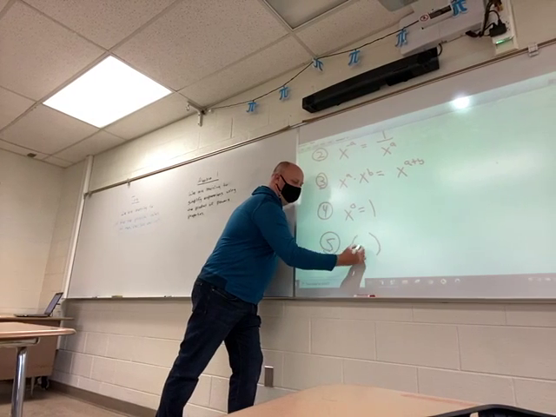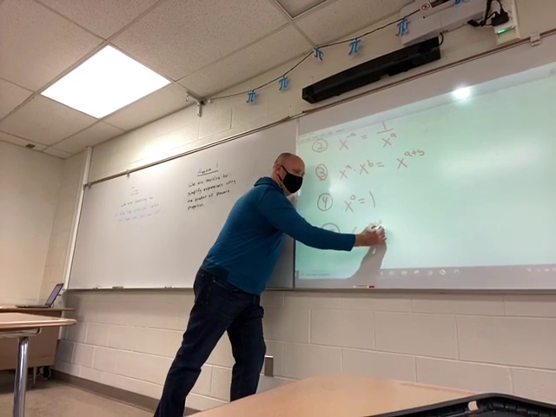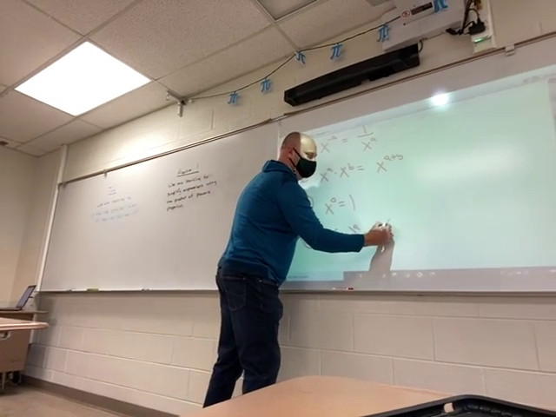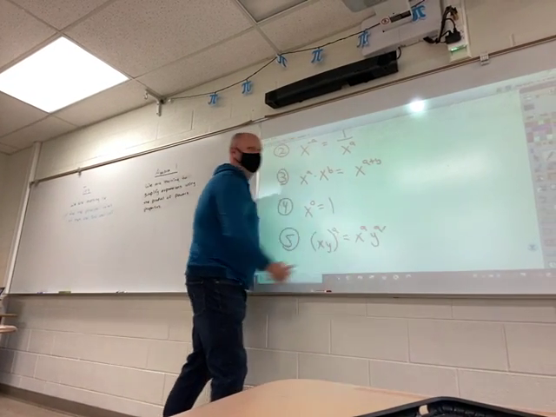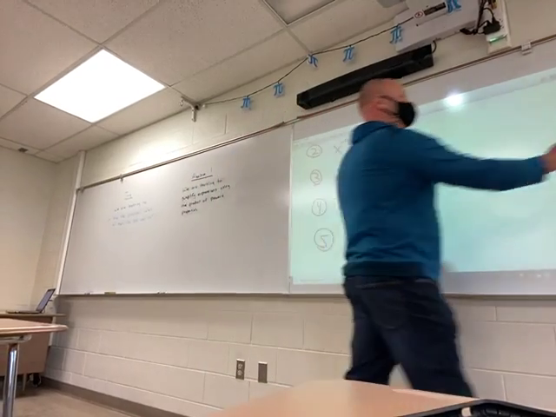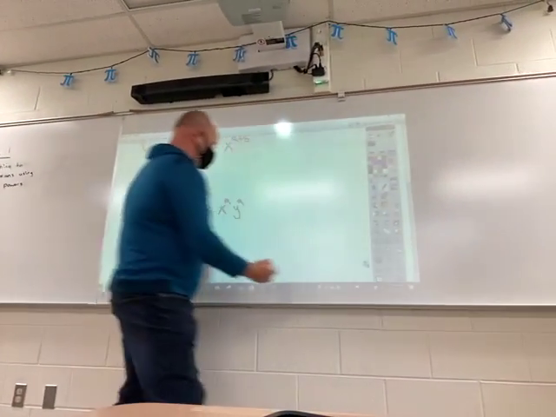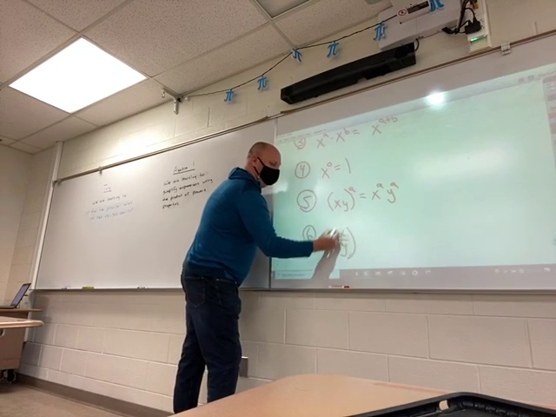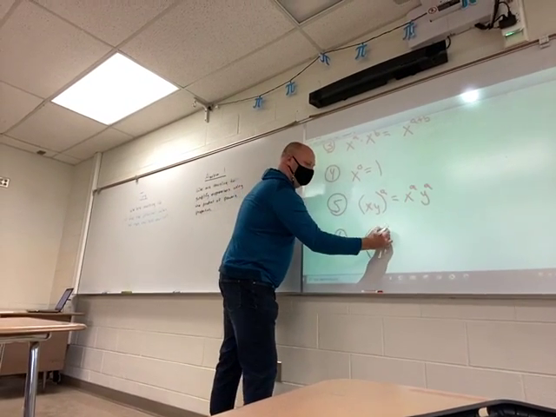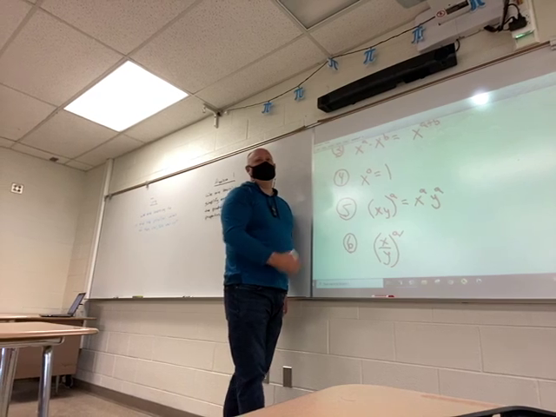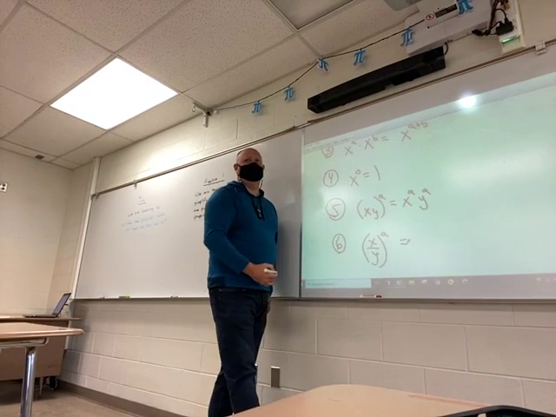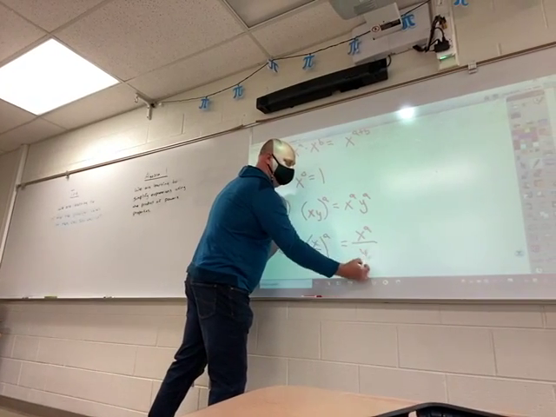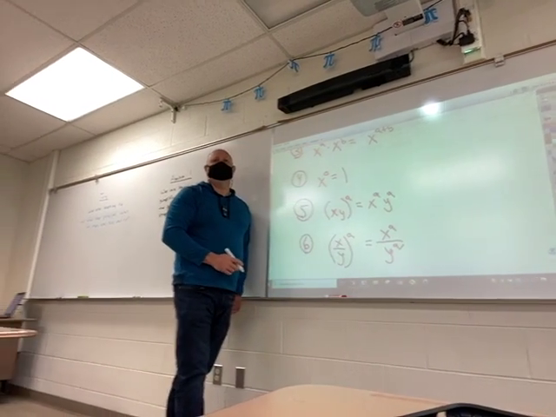If you have multiple things under the same exponent, they both get the exponent. X times y, to the a, is x to the a, y to the a. And that works with multiplication as well as division. So if you have x over y raised to the a power, well then, what happens to the x? It gets raised to the a as well as the y gets raised to the a. Okay?